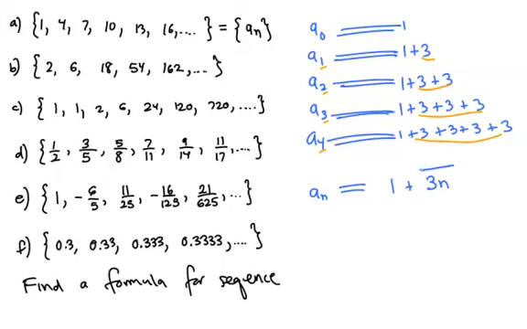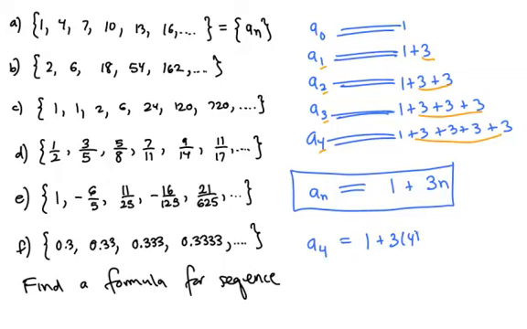And so we've managed to dig up a formula for A sub n. And we could check that it works. If I had, say, A sub 4, this would say that A sub 4 is 1 plus 3 times 4, which would be 13. And if I check, A0, A1, A2, A3, A4. And so this works.